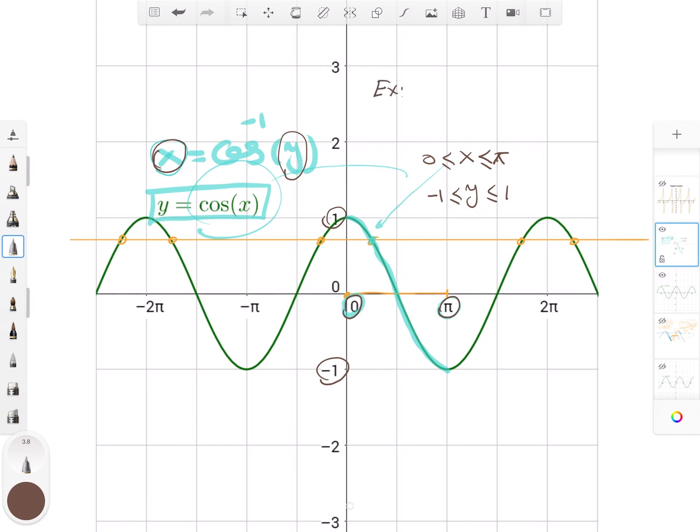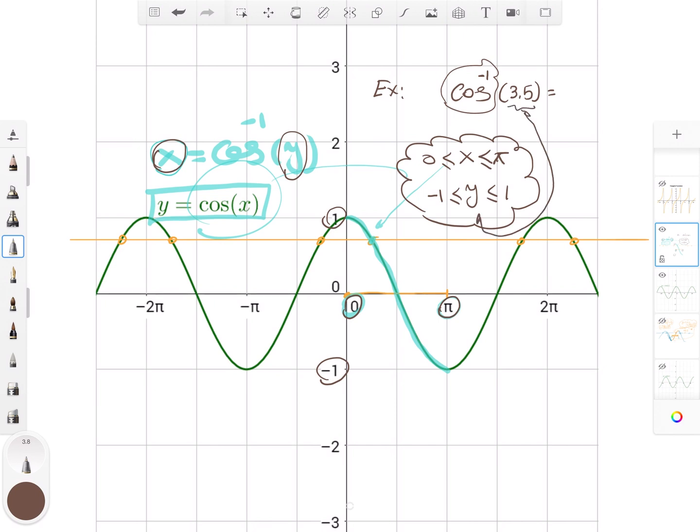One example: cosine inverse of 3.5. Anytime you see an inverse, you need to remember this property. For cosine to have an inverse of a value, that value must be between 1 and negative 1. In this example, it doesn't exist, so there is no solution. It must be between negative 1 and 1, and if it is, the output is going to be between 0 and pi.